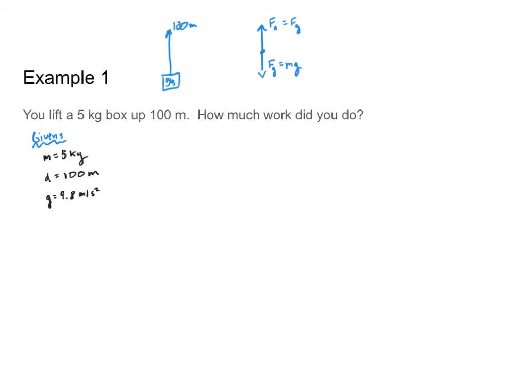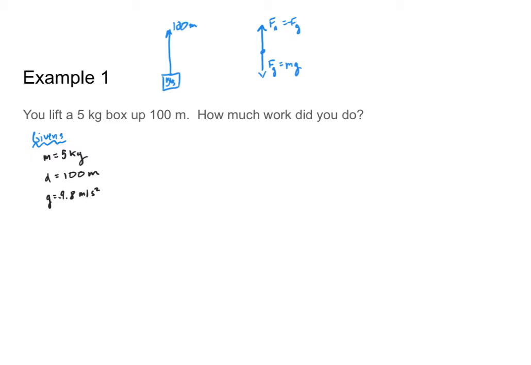Excuse me, I should be putting a little negative sign here, right? Got to make sure I'm being careful with my directions. So my applied force is the negative of my gravitational force, right? Same magnitude, opposite directions. Similarly, little g is always negative because gravitational force points down.